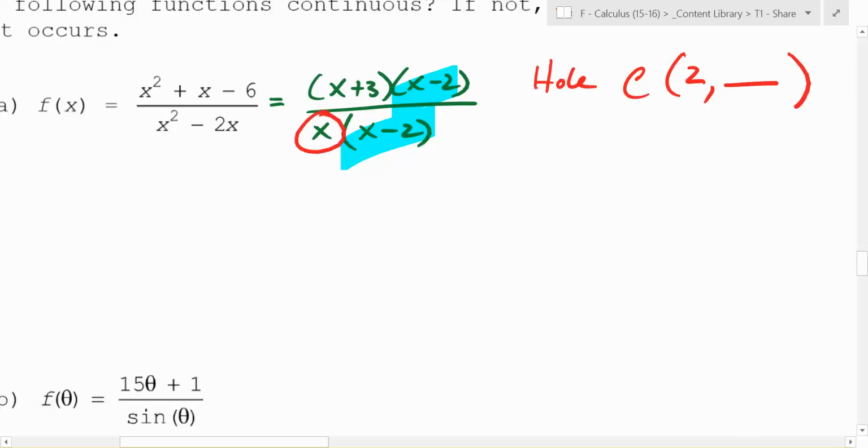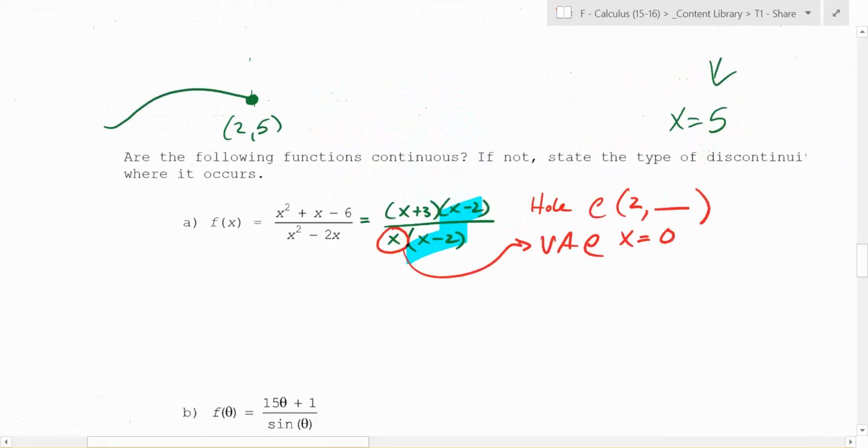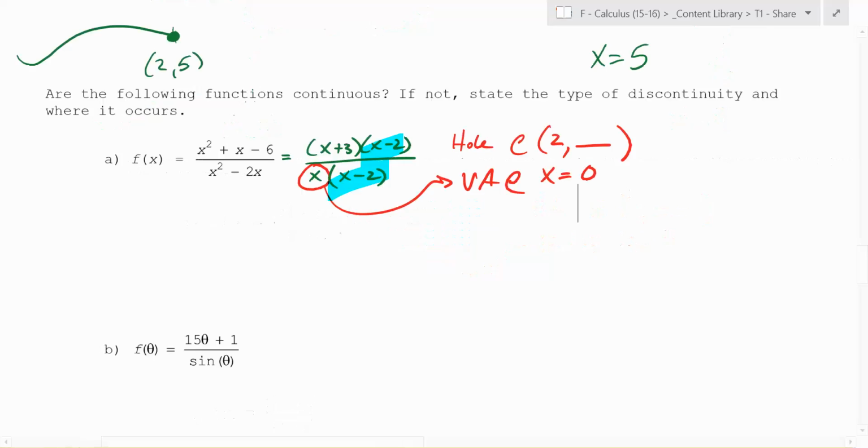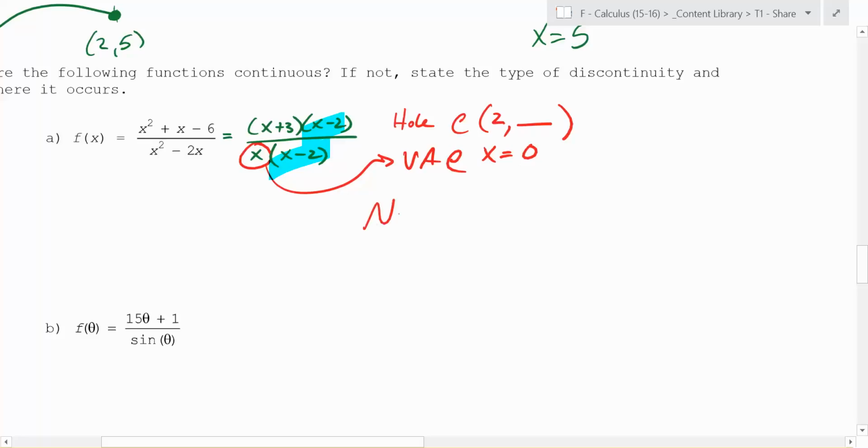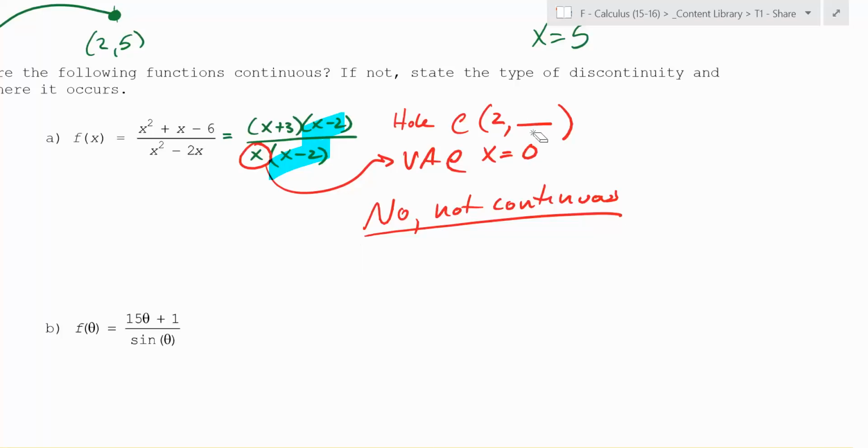But then there's this x down here, so what does that mean you have? A vertical asymptote at x equals what? 0. So it's double. Are the following functions continuous? What can you say? No. Not continuous. Why not? There are two things: there's a vertical asymptote, and there's a hole. Could you find the y coordinate? Yeah. What is it? 5/2. You plugged in 2 right there.